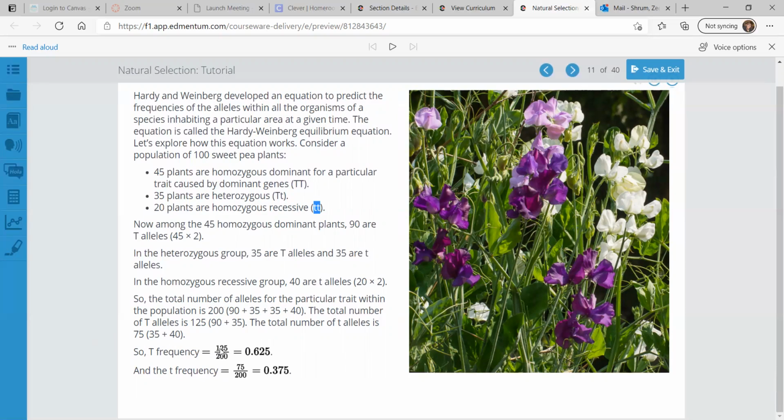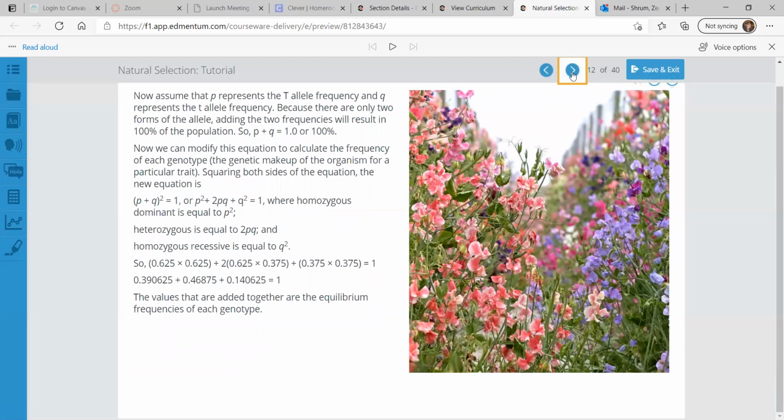So if you put those in a fraction, you put the number of dominant alleles divided by the total number of alleles, that would be 125 divided by 200. That gives you 0.625. You can also do that with the recessive allele frequency. We have 75 divided by 200. So it's the number of a certain allele divided by the total number of alleles.